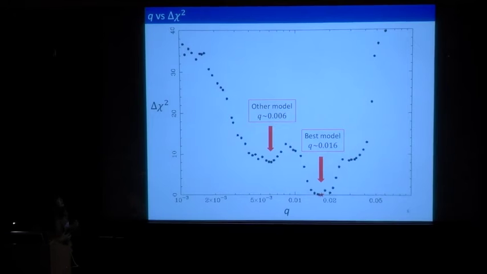Here is the relation between the mass ratio and delta chi-square. We find two competing models as for the mass ratio. Next, we'd like to look at these competing models in detail.